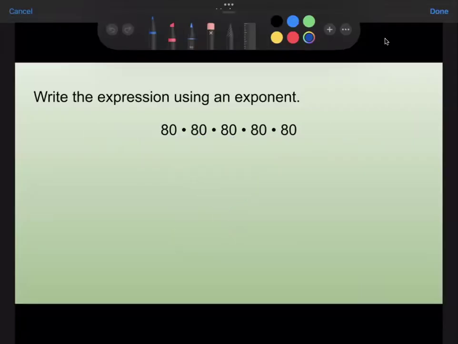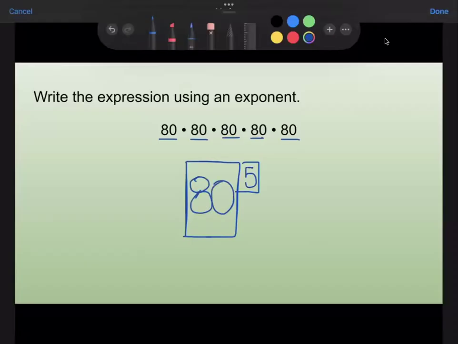Okay, here's our next example and our last example for today's video. We're going to rewrite this multiplication expression using an exponent. So that means I need a regular size number for my base and a small number in the upper right corner for my exponential number. The exponential number tells us how many times we are multiplying. So that would be 1, 2, 3, 4, 5. So I'm going to put a 5 right there. The number we're being asked to repeatedly multiply is 80. So I'm going to go ahead and write 80 as my base. So this multiplication expression written as an exponent would be 80 to the fifth power.